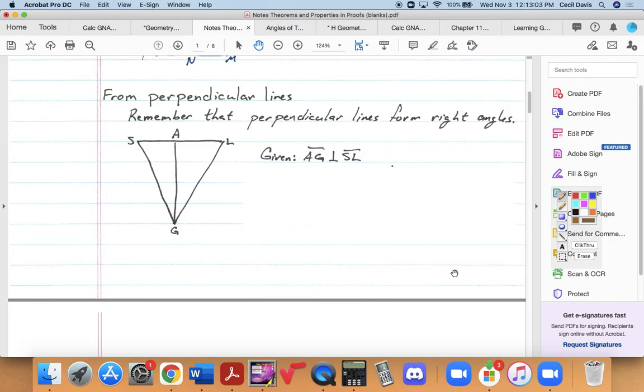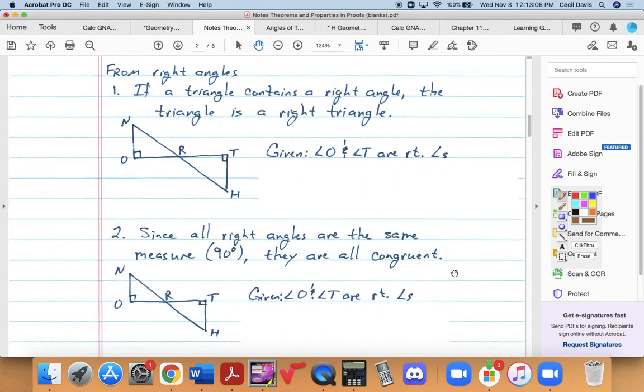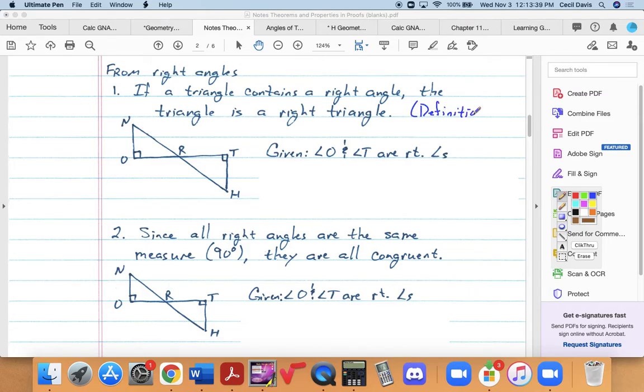Okay? All right, let's go on to the next page. If you are given right angles, there are always two different things that you can do. Which one you actually want to do in a proof depends on the proof. It's never wrong to do both, though. So we're going to practice doing both. So, if a triangle contains a right angle, that triangle is a right triangle. That is the definition of a right triangle.